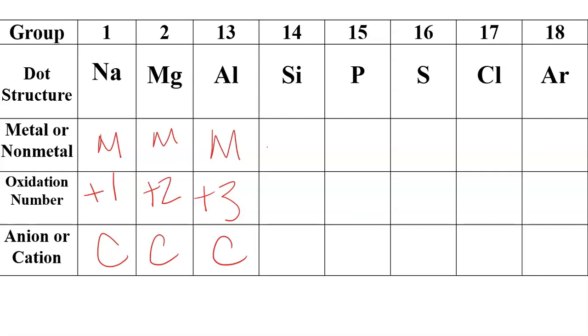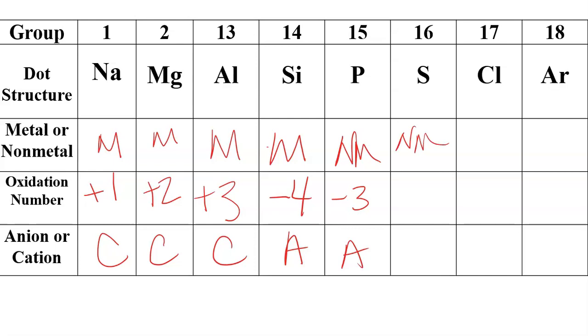Then we're going to go to silicon. It is also a metal. It has an oxidation number of -4, and it is an anion. Phosphorus is a nonmetal, has an oxidation number of -3, and it is an anion. Sulfur is a nonmetal, has an oxidation number of -2, and it is an anion. Chlorine is a nonmetal, oxidation number of -1, and it is also an anion.